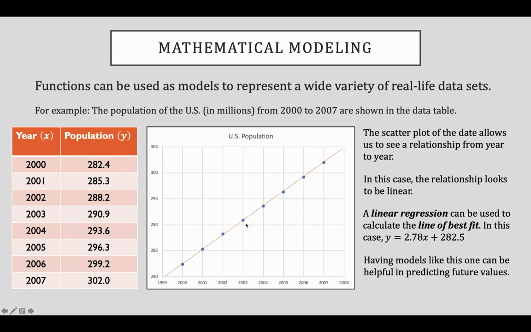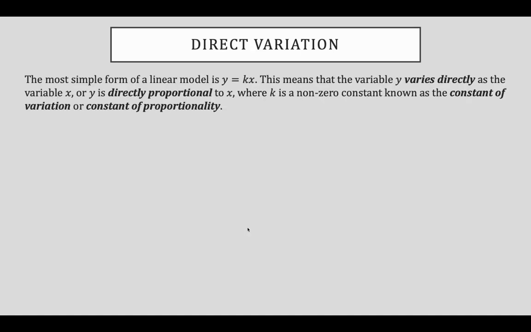All right, and so that's why it's neat to be able to come up with some different relationships and models. In this class, we're not going to be doing regressions, okay? But we will be studying a couple different types of variation to see relationships between different variables. Let's talk about our first one here, direct variation.